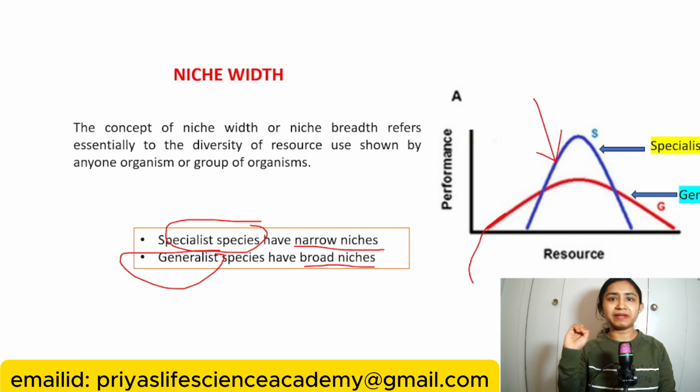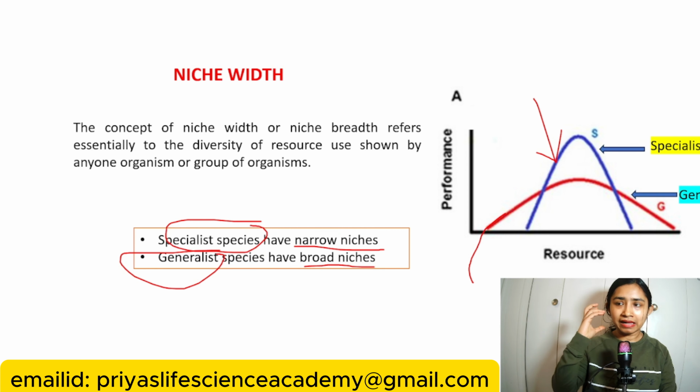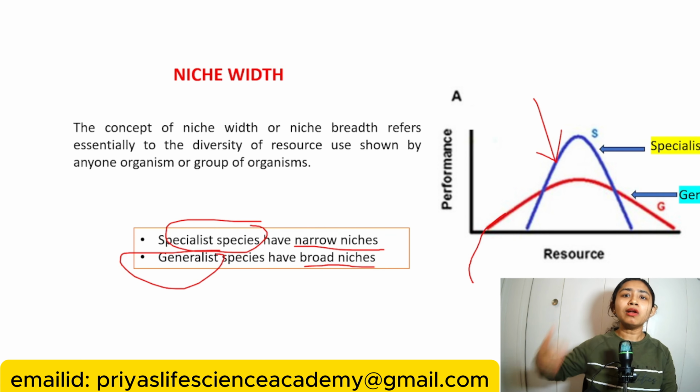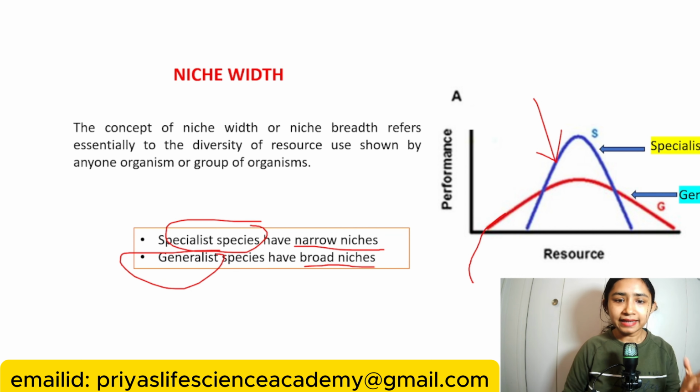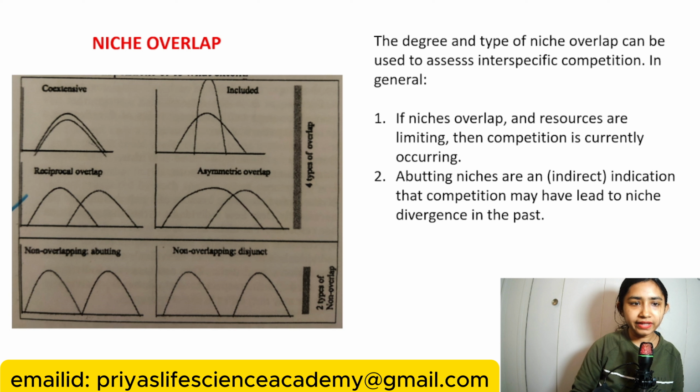Generalism is much better than specialism, because you can rely on a lot more types of food. Okay, so that is niche width, and that is the concept of specialist and generalist. Now coming to the next concept, which is niche overlap.